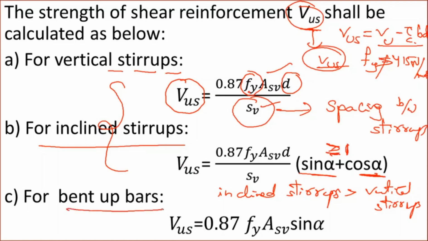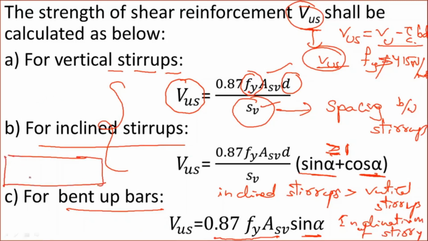Then if you are providing the bent up bars, it will be 0.87 Fy into ASV into sin alpha. What is alpha here? Either here or here, that is the inclination of stirrup. Or else if you are providing a bent up bar, suppose this is the beam longitudinal section and you are providing the bent up bar like this.